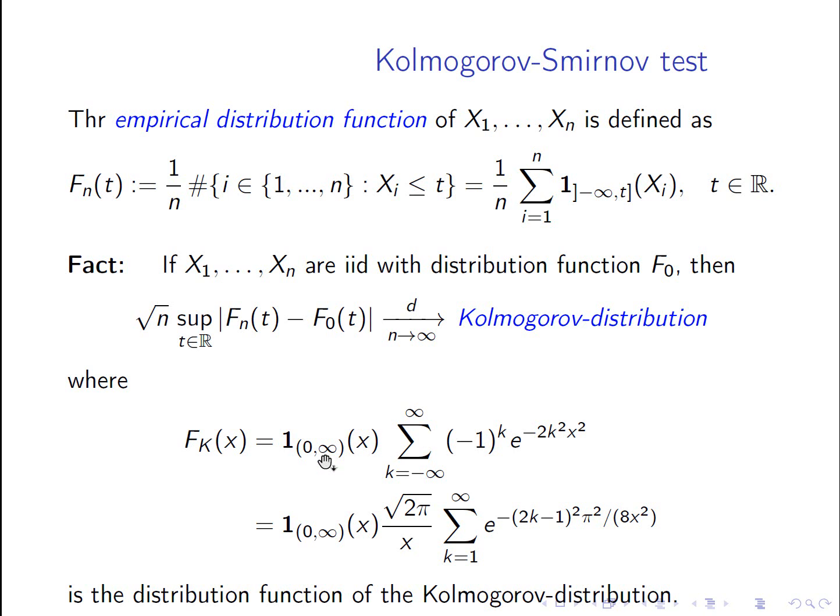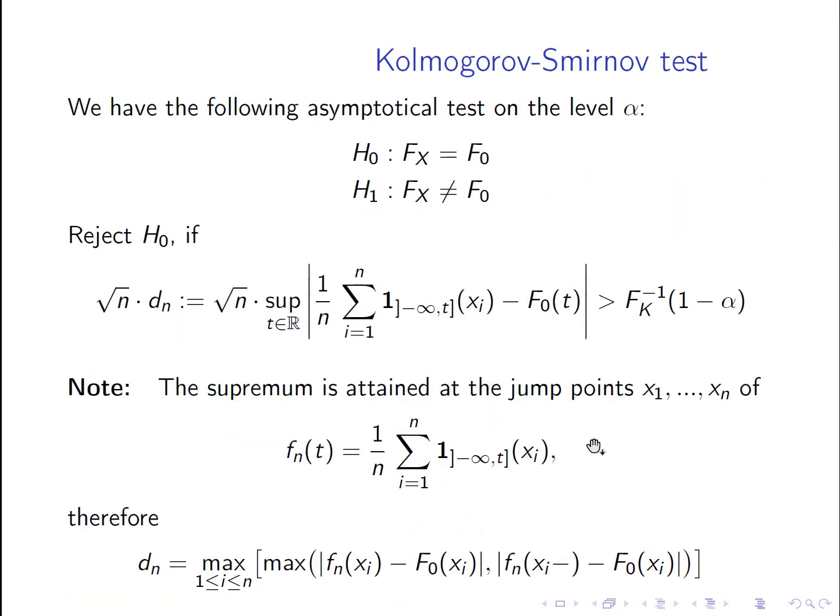So there are several other expressions. One of the other expressions is here, which you get by manipulating this infinite series. So this is the distribution function of the Kolmogorov distribution. Okay, and now we have all we need.